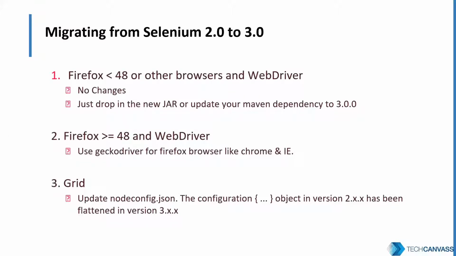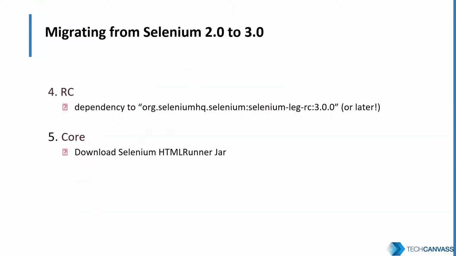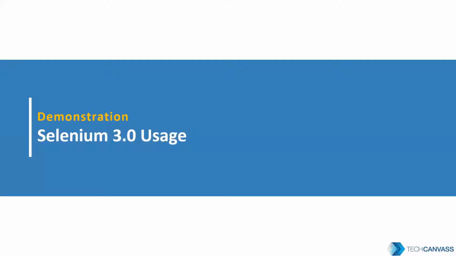There is also guidance to migrate from Selenium 2.0 to 3.0. If we are using Firefox version 48 onwards, we need Gecko driver libraries. In Grid, some configuration changes need to be done. Core is removed from Selenium 3.0, so now we need to download the Selenium HTML runner jar files. These are basically, on a high level, the changes which need to be done when we are migrating from Selenium 2.0 to 3.0.